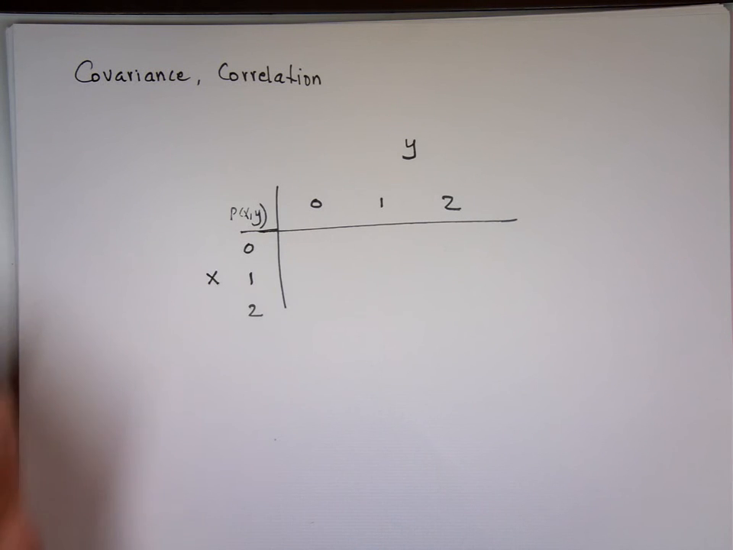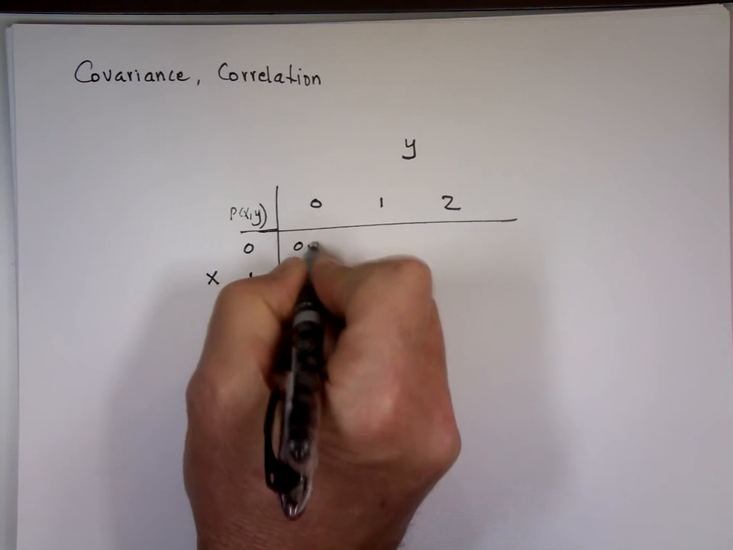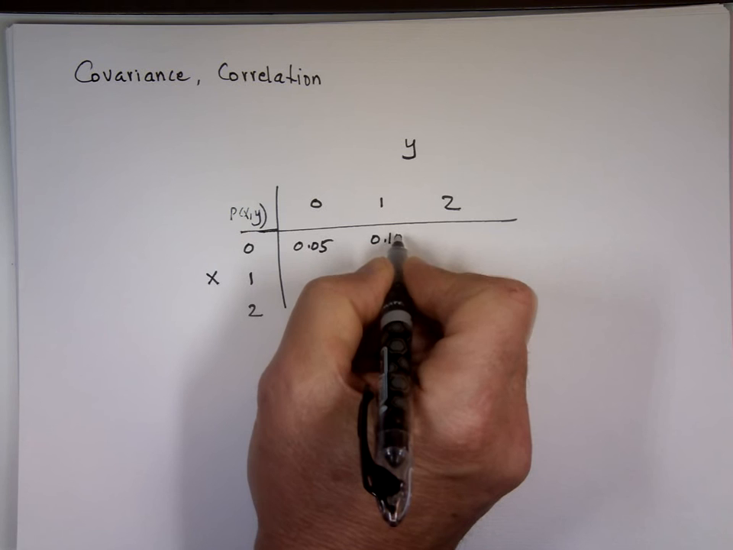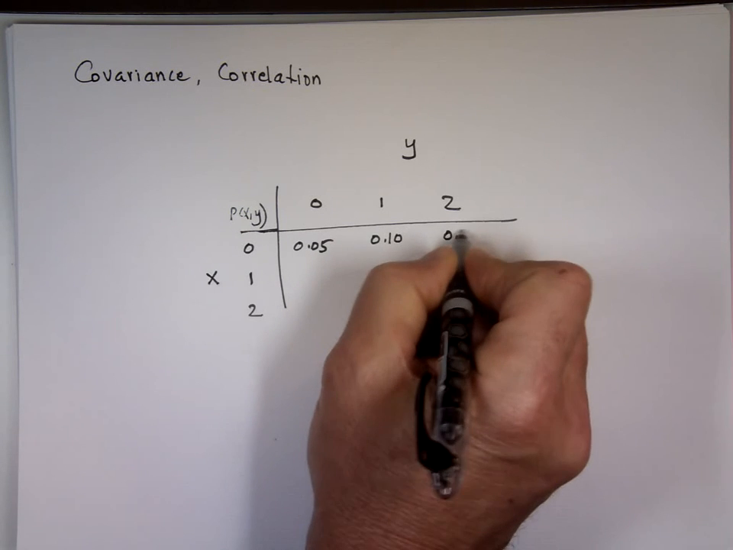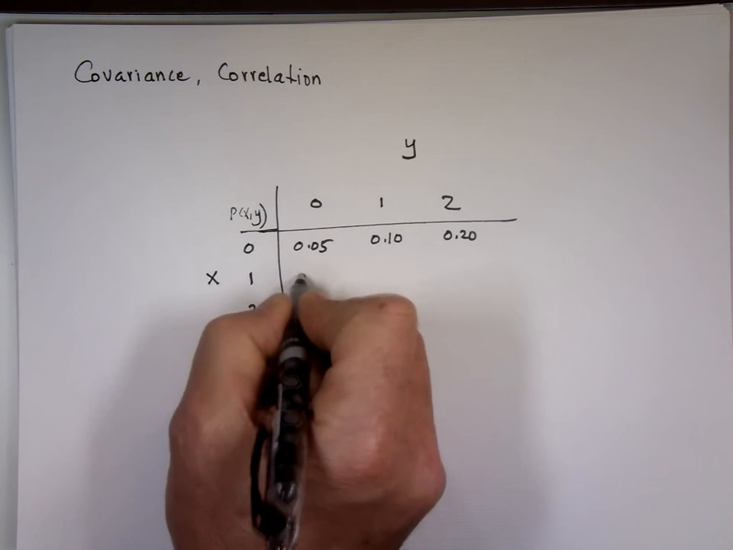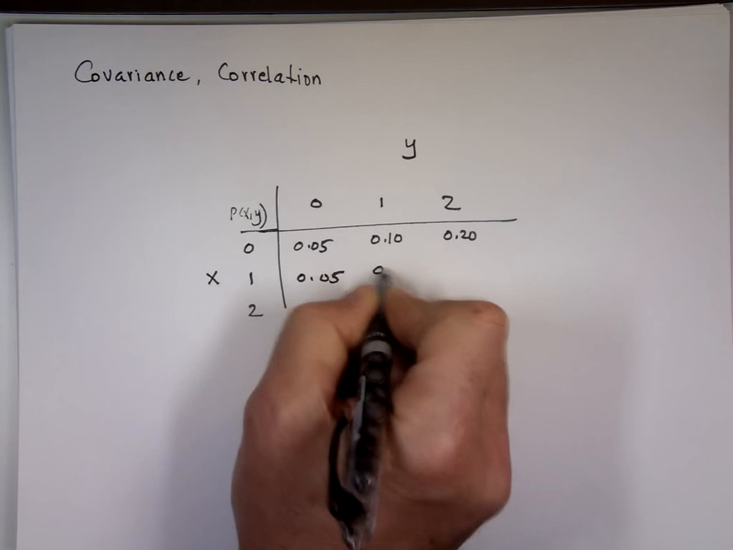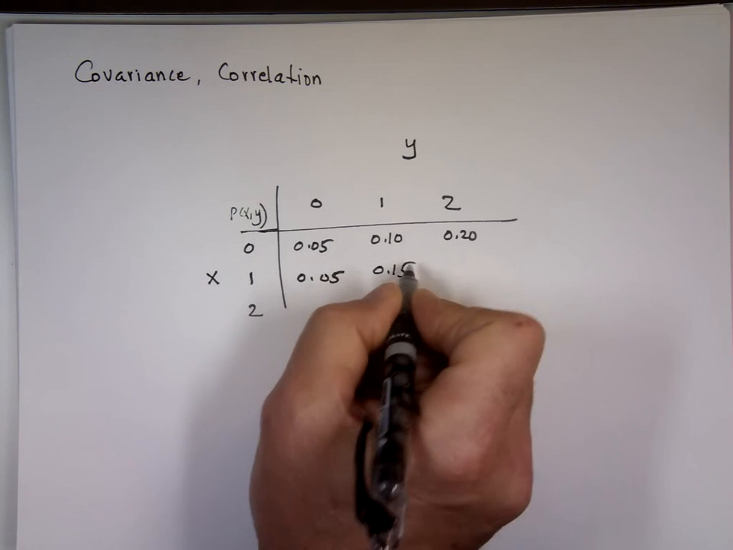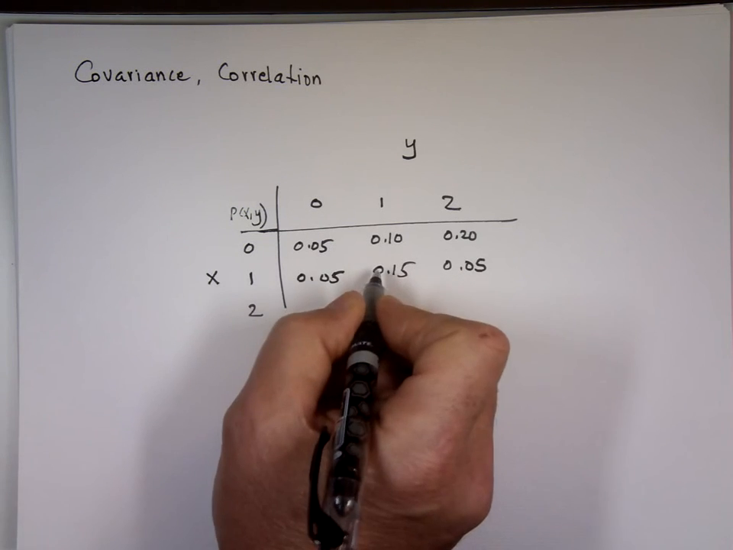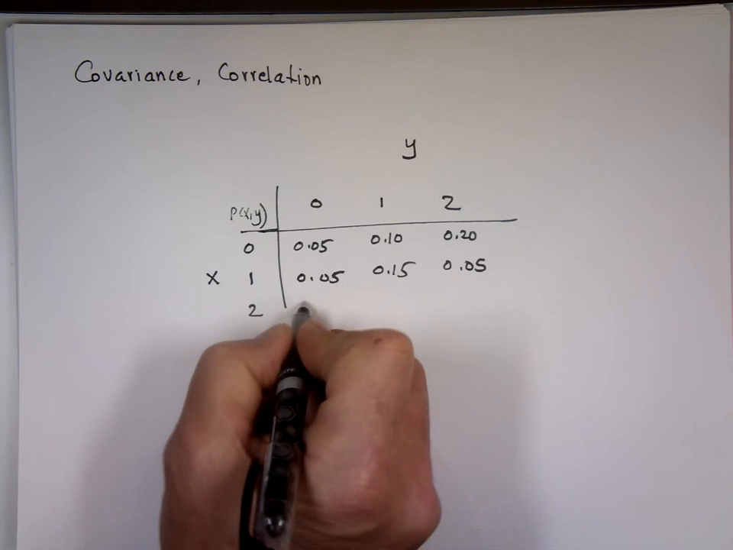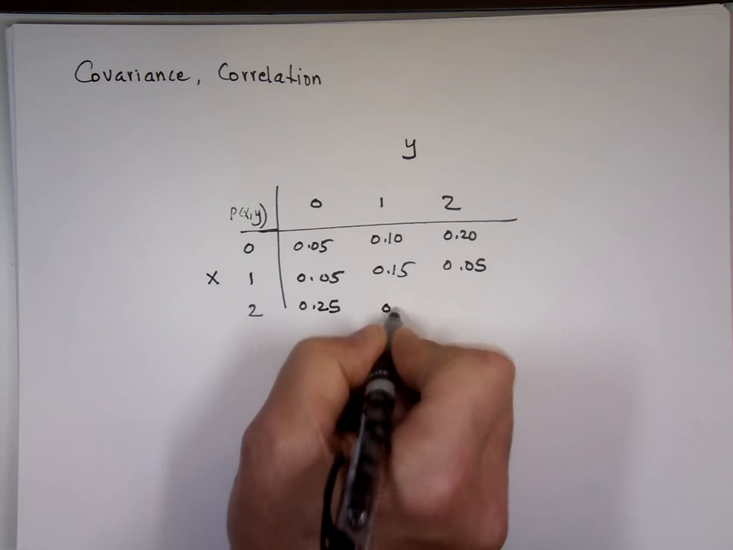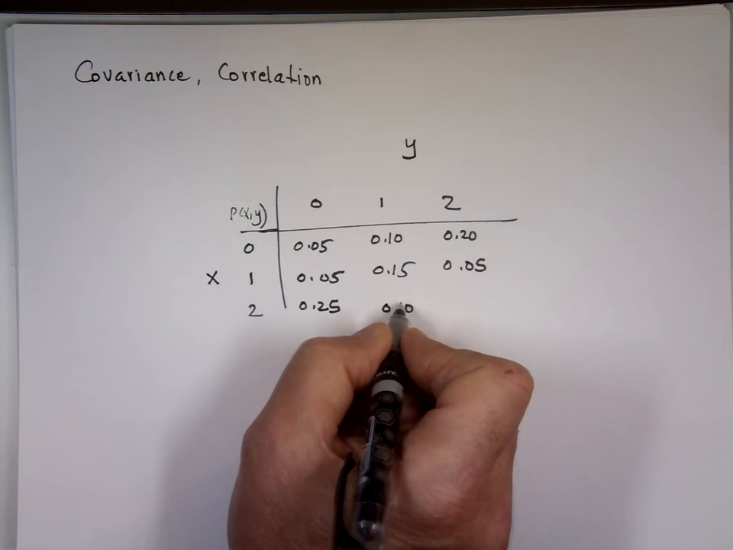In case you missed it last time, let's say we have 0.05, 0.10, 0.20. For 1 we have 0.05, 0.15, and 0.05. And for 2 we have 0.25, and for 1 we have 0.10, and for 2 we have 0.05.